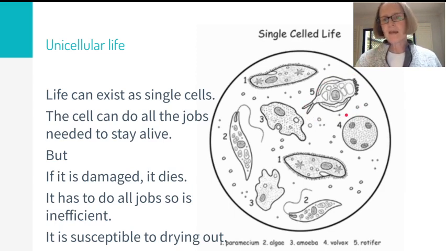So if we can have single-celled life, why isn't all life single-celled? Well, there are some disadvantages. So although a single cell can do all the jobs it needs to do to stay alive, if it gets damaged, the whole organism will die. There's nothing else that could take its place. It's one cell. If it dies, it's gone. That one cell also has to do every single job to stay alive. So if it's going to do every job, that's going to be very inefficient. And I mentioned they have to live in water. So single cells are very susceptible to drying out, and that limits where they can live on our planet.